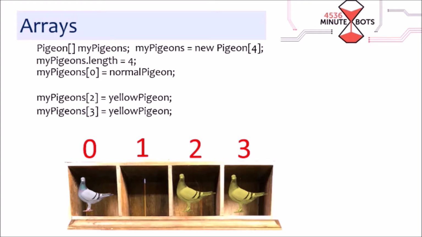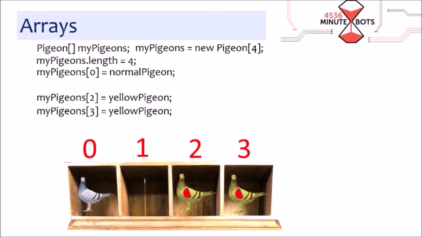So any change you make to any of the pigeons in slot 2 or 3 will be reflected in both of them. So if I put a red mark on yellow pigeon in slot 2, it will show up on yellow pigeon in slot 3. Because these are the exact same object. What you have here is not an object, but a pointer.